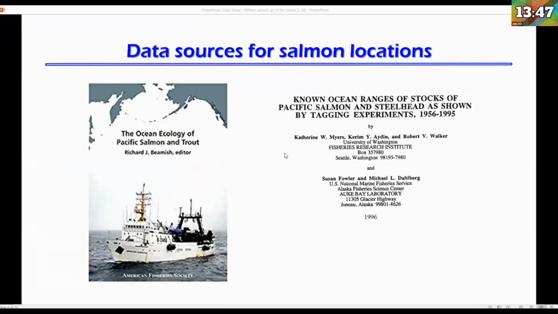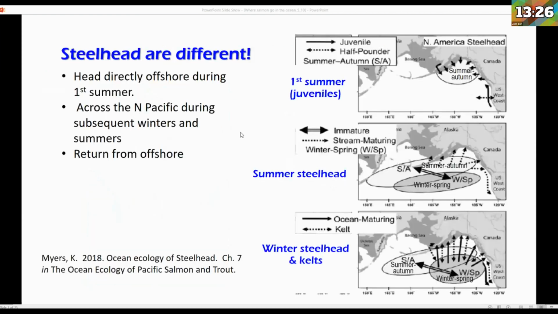And the data sources I'll be using: there's a new book out, 2018, called The Ocean Ecology of Pacific Salmon and Trout, that has great descriptions of the movements of salmon across the entire North Pacific. And then this wonderful paper by Kate Myers, which summarizes 50 years of tagging data. Before I get started, I think it's important to recognize that steelhead are really different than the other salmon I'm going to be showing you.